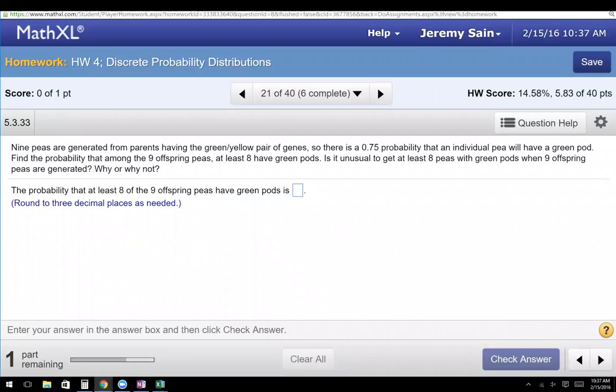9 P's parents, so there's that individual P will have a green pod. Find the probability that among the 9 offspring P's, 8 have green pods. Is it unusual to get at least 8 pods with green pods when 9 offspring P's are generated? Why or why not? Okay, so let's do this. So first of all, we want to get at least 8 green pods, right?